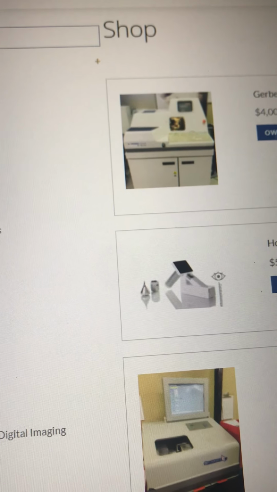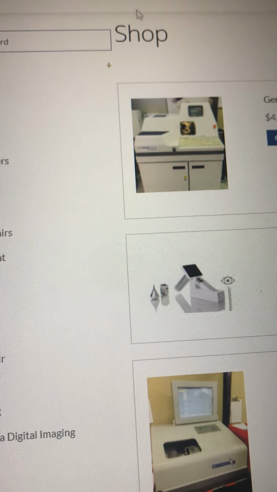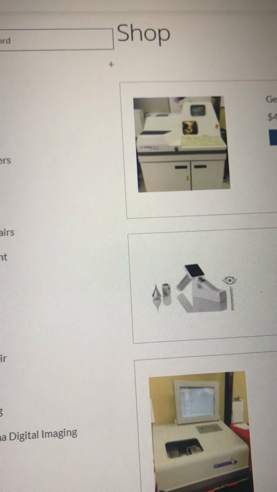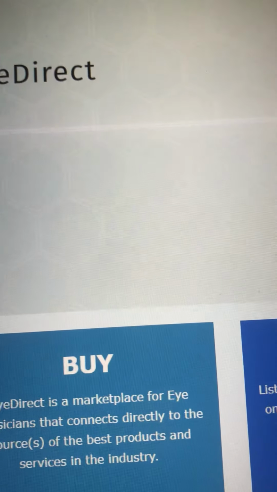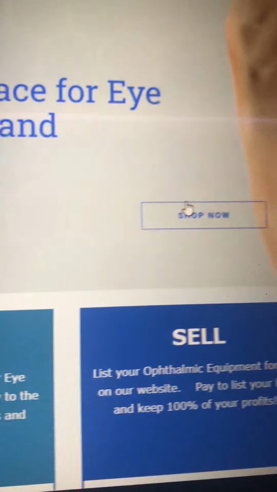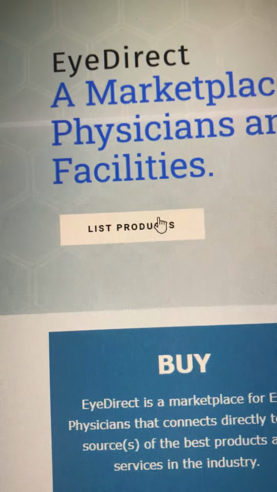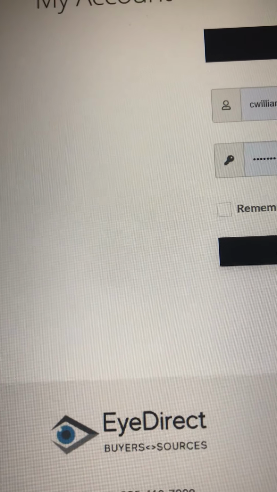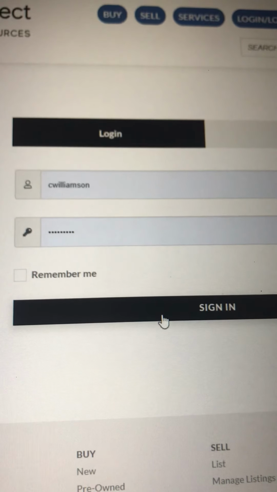So that's it from a perspective of shopping when you click the shopping button on the home screen here. So when you go to list products, I think this is all pretty good.